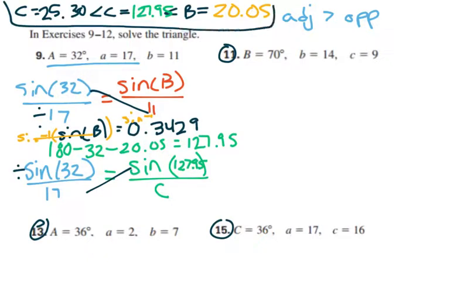Alright, so that's number 9. Number 11, I'll try to write a little bit smaller to give myself some room, but we are going to use sine of B and length B in both of the proportions.